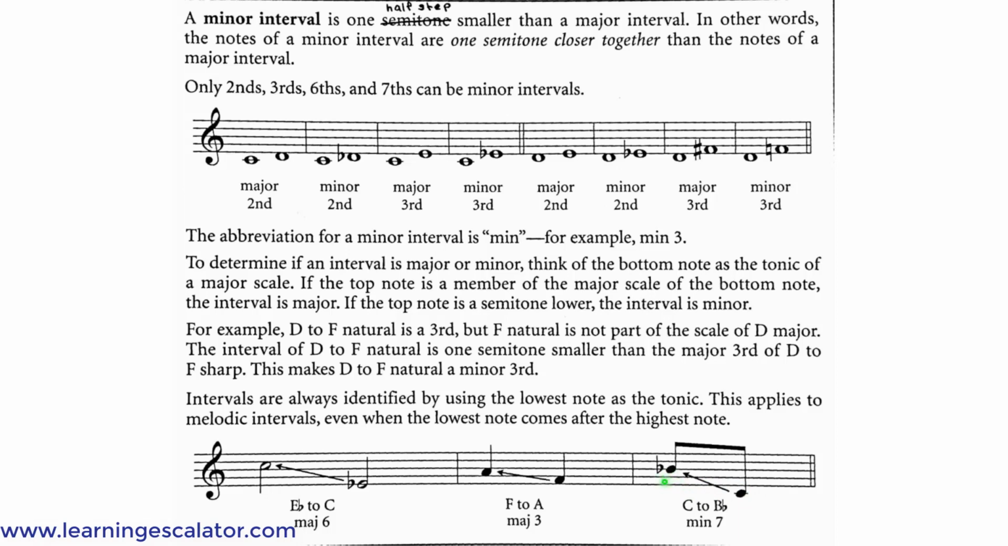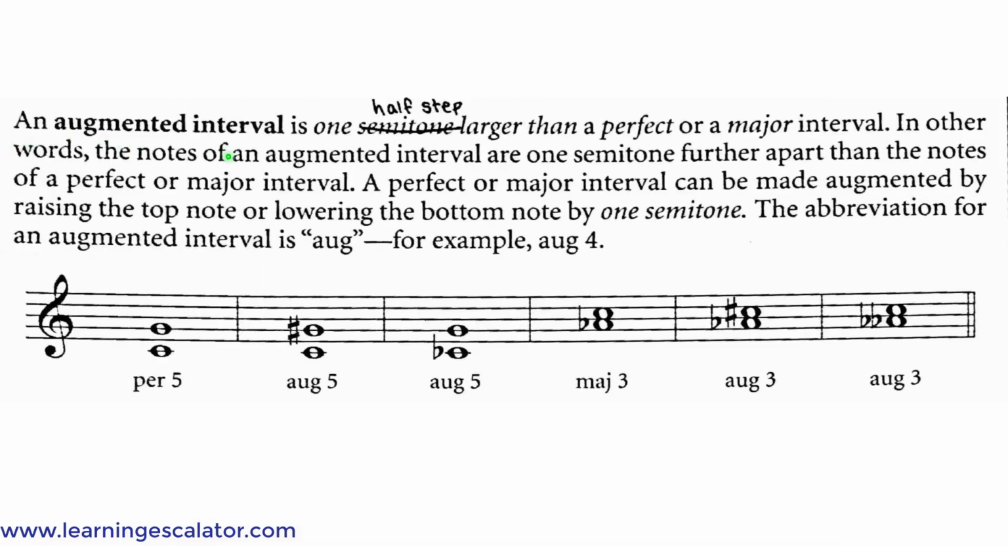And then it's B flat to C, even though C is after B flat, C is read as the tonic note, and we go up to B flat. B flat isn't part of the C major scale, but B is, so B flat is a 1/2 step lower than B, and that's true, so it's a minor seventh, not a major seventh or perfect seventh. An augmented interval is 1/2 step larger than a perfect or a major interval.